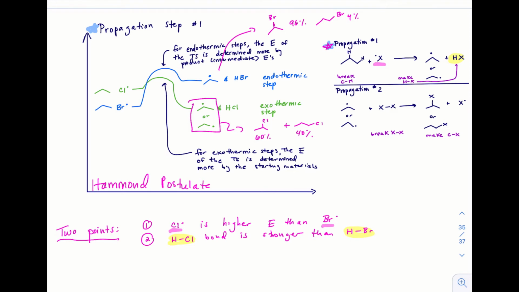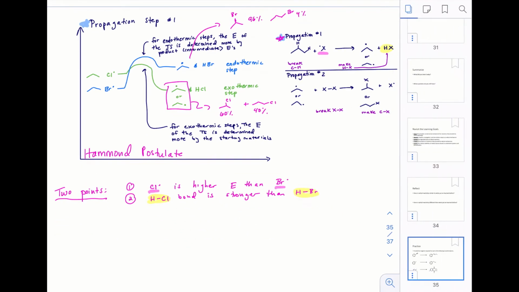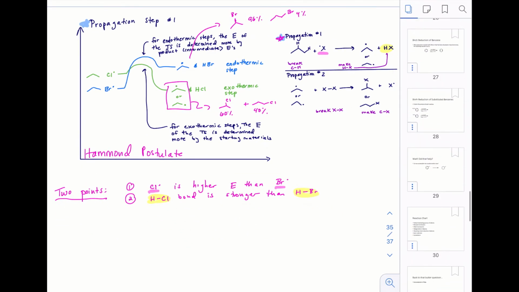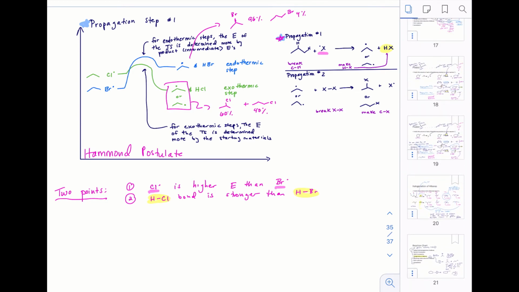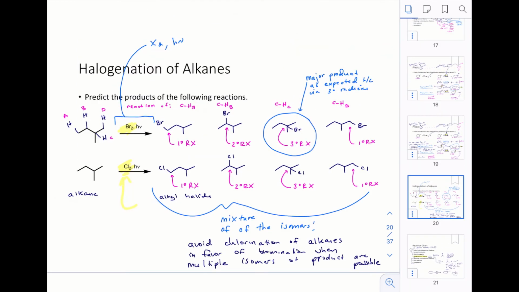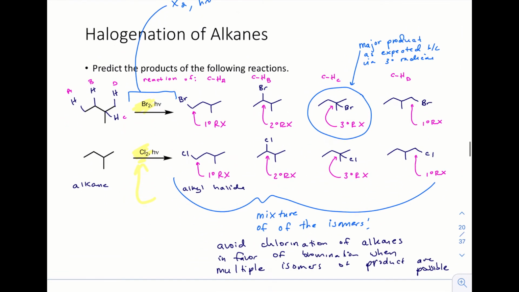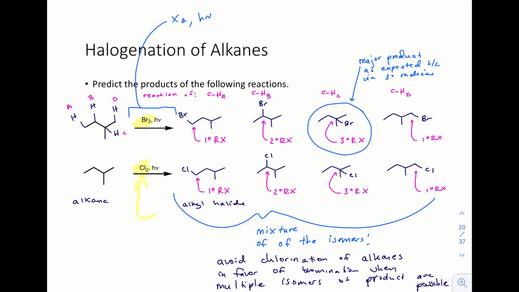Cool. I hope that helped. If it didn't, ask me questions, if you care. If you really don't care, I'm not going to tell you that you have to understand and know this because you don't. What you have to know is that bromination is selective, chlorination is not. If you know why, that's great. It makes me so happy, but you don't ultimately have to.